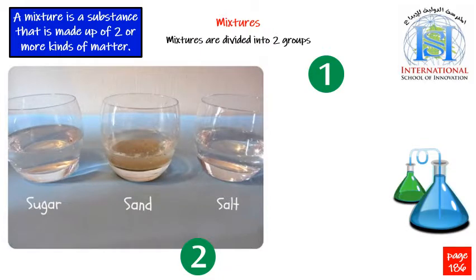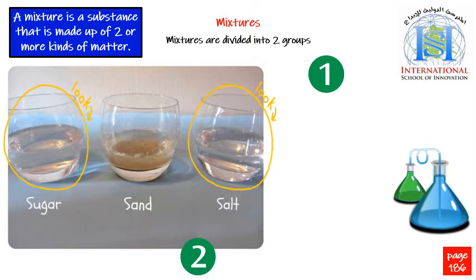Let's use the mixtures that we did together to understand the two types of mixtures. Okay? Let's observe the first and the third mixture. What are the components of the first mixture? Sugar and water, right. What are the components of the third mixture? Salt and water, good job.